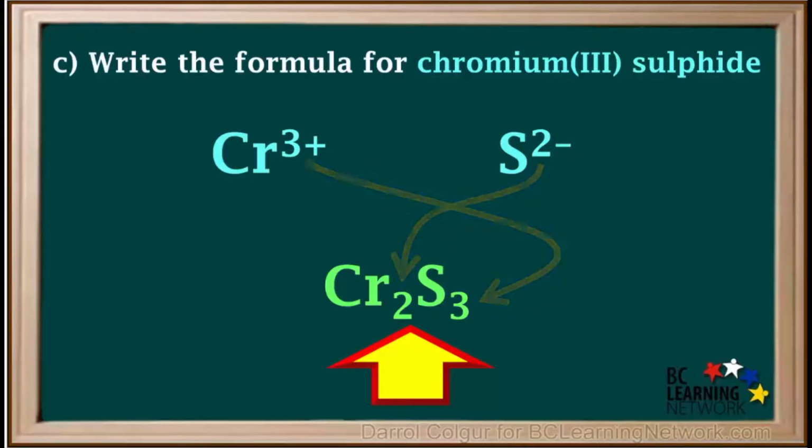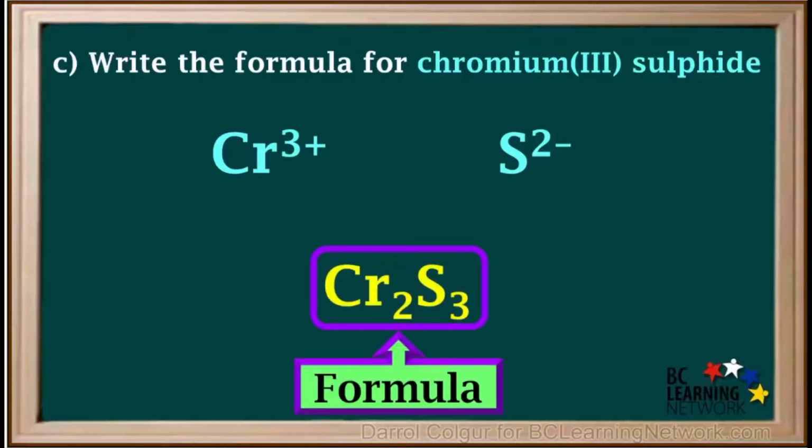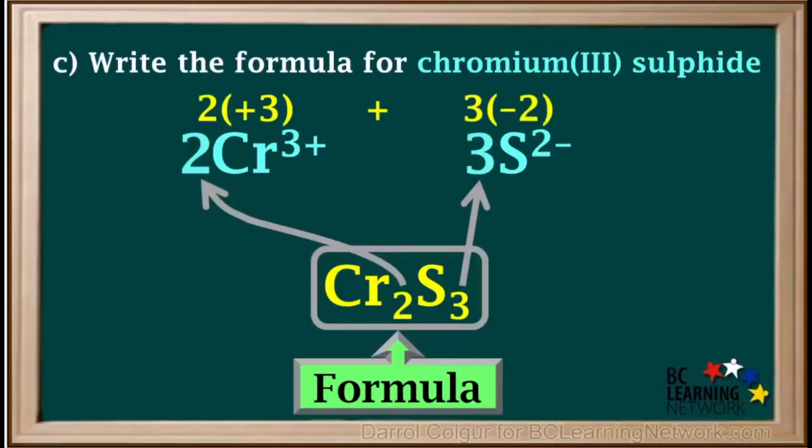There is no number other than 1 that will divide into 2 and 3, so this formula cannot be simplified. So the final formula for chromium 3 sulphide is Cr2S3. Checking charges, we have 2 Cr3+ ions and 3 S2- ions. So the total charge is 2 times +3 plus 3 times -2, or +6 plus -6, which is equal to 0, so this formula is correct.